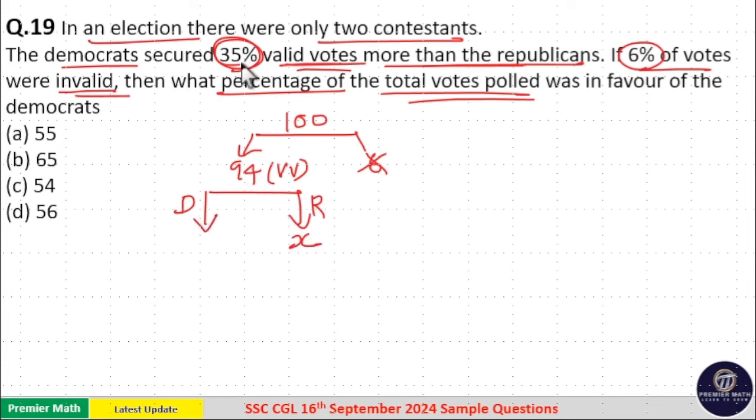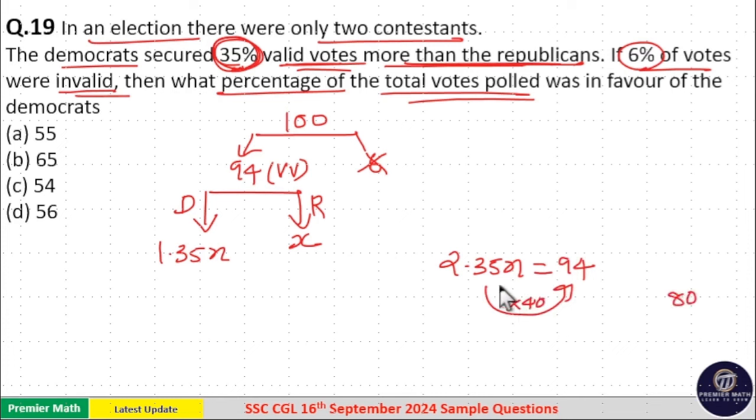Then Democrats secured 35% more than Republican. That is, Democrats secured x plus 35% of x, which is equal to x plus 0.35x, which is 1.35x. Now 1.35x plus x is equal to 2.35x, which is 94, that is total valid votes. Now 2 into 40 is equal to 80. Now 30 into 40 is 1200, 5 into 40 is 200, that is total 1400 divided by 100, which is 14. So 80 plus 14 is 94. So equation satisfied, that is 2.35 goes 40 times in 94.